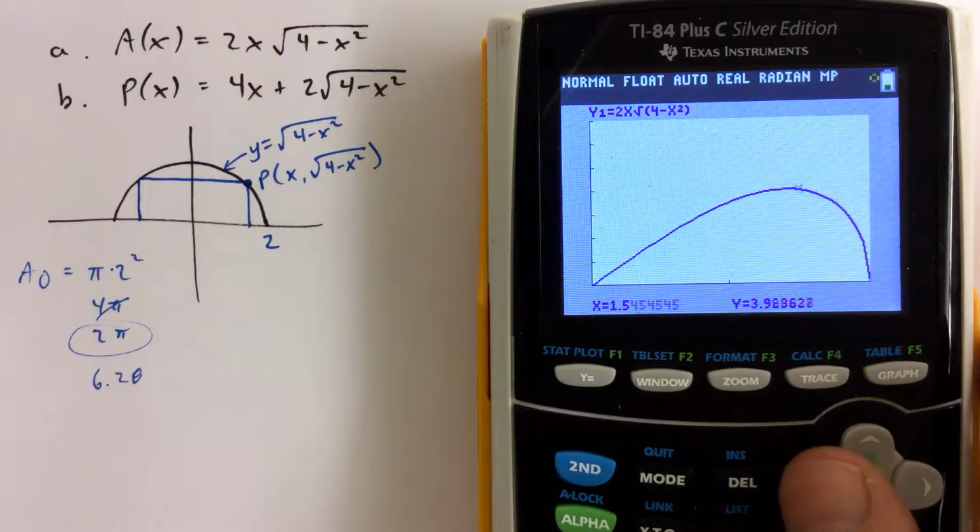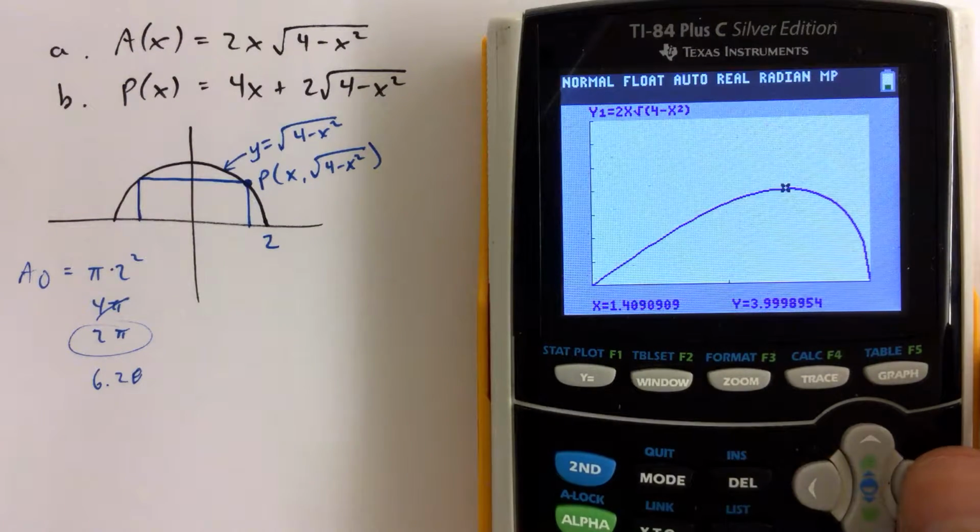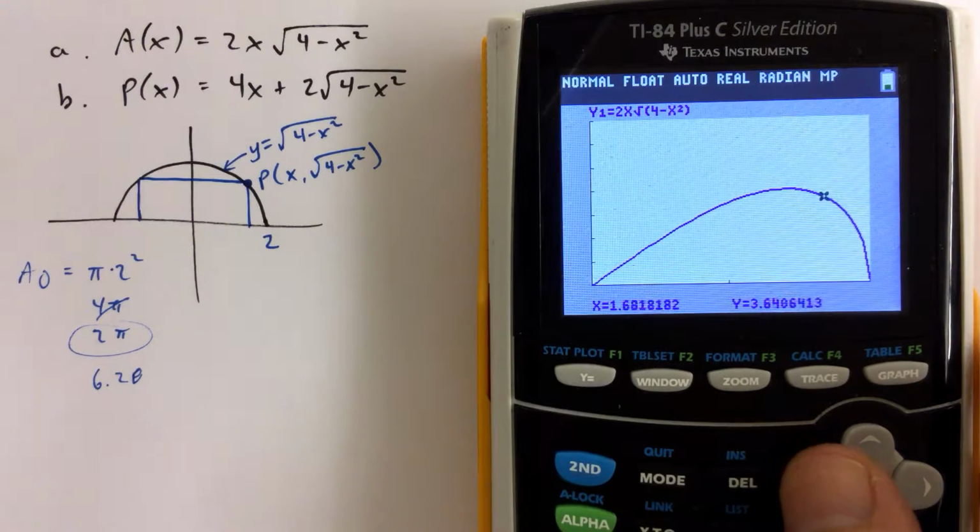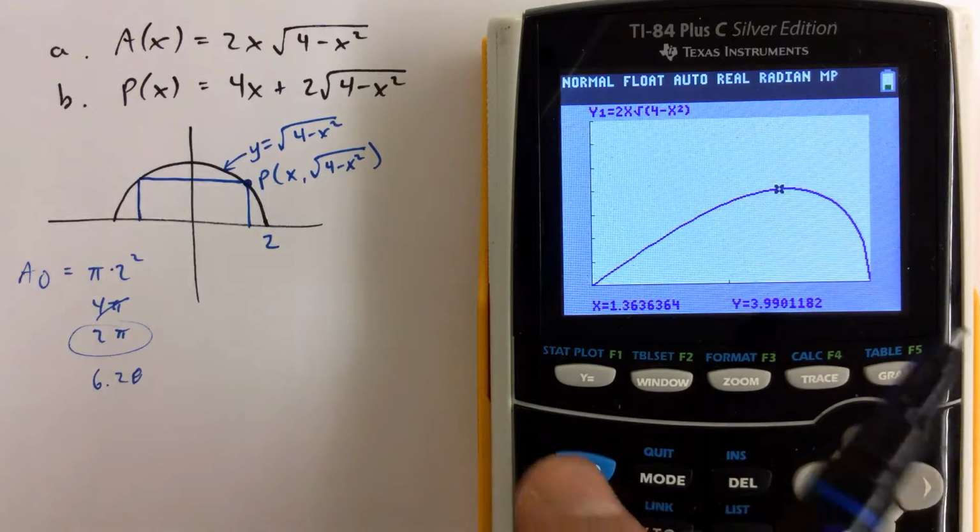As we increase x, it looks like the highest point is going to be somewhere right around 1.3 or 1.4, because once we get past that, closer to 2 on the x, we can see that the area goes down.